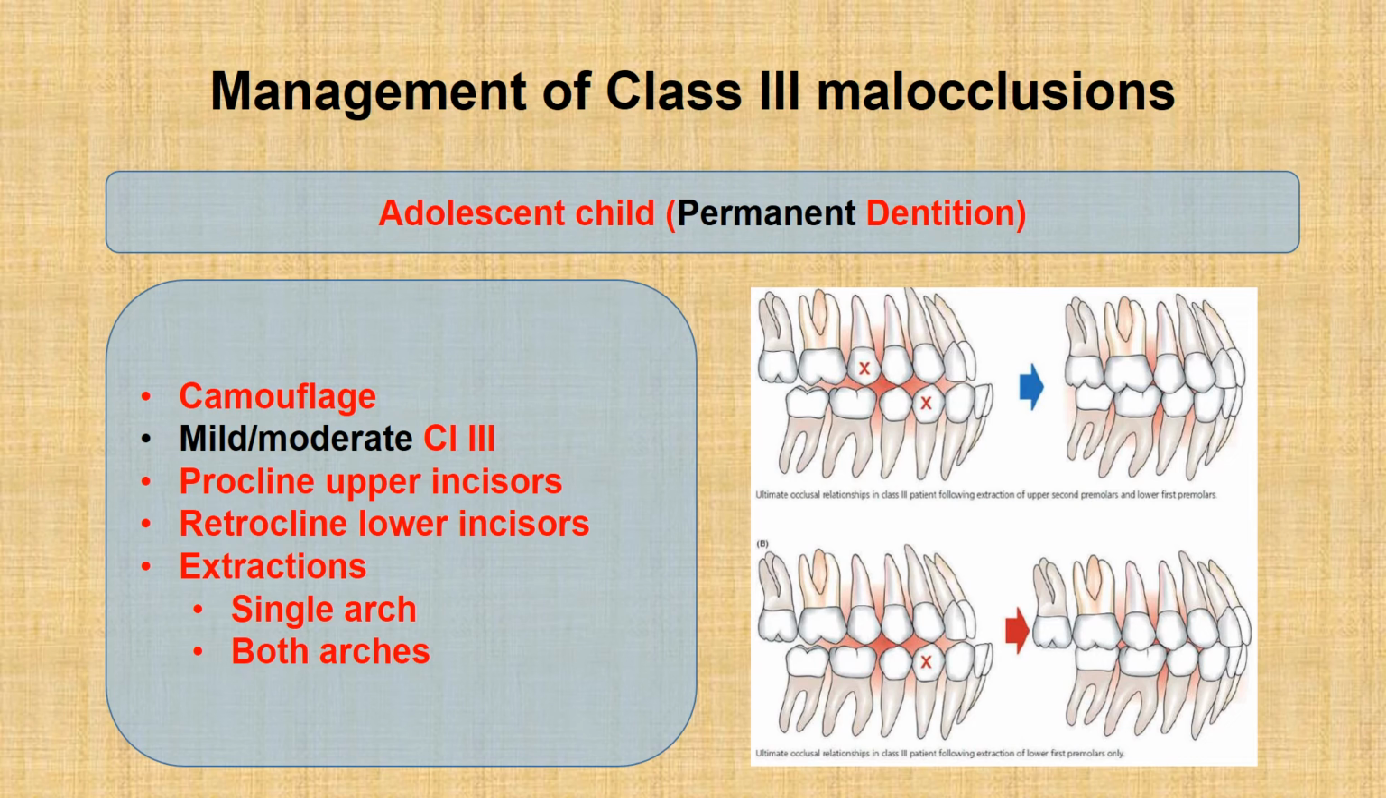Okay, now in the permanent dentition or adolescent child, for mild to moderate class 3 cases, we can undertake camouflage or corrective orthodontics, whereby the aim is to procline the upper incisors and retrocline the lower incisors to achieve a class 1 incisor relationship, and this can be combined either with extractions in both arches as in the top diagram, or the extractions could be done in only a single arch.